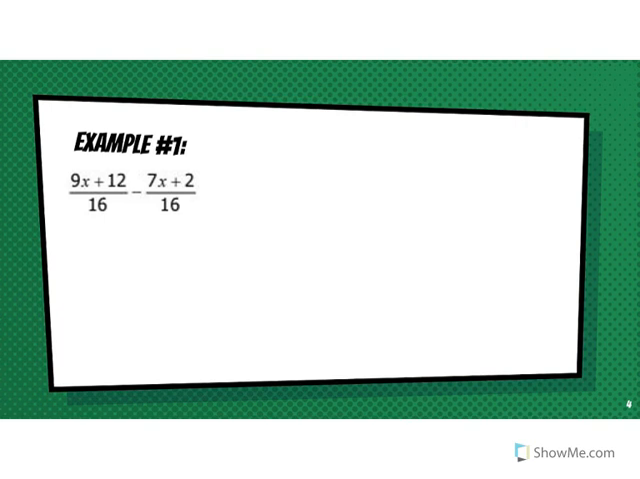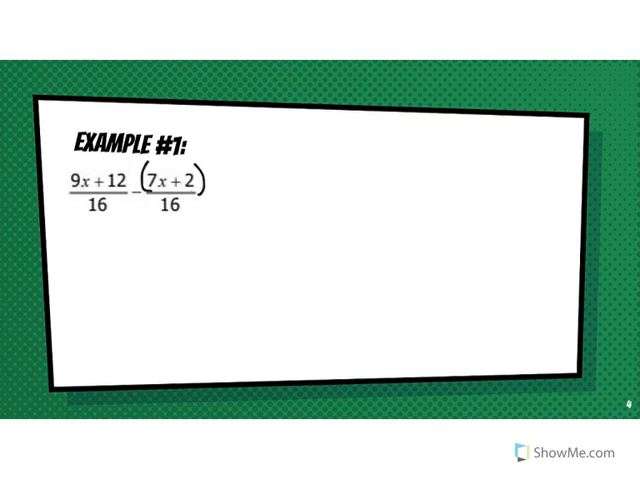So for our first example, we have 9x plus 12 divided by 16 minus 7x plus 2 divided by 16. Here we actually have the same denominator, so we don't have to worry about getting a lowest common multiple. We just get to subtract this value from that first value. Just be careful that this negative actually gets distributed to both those terms.